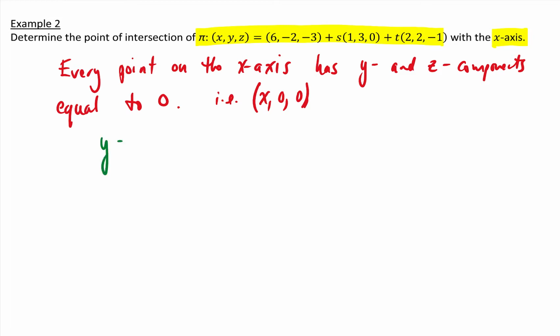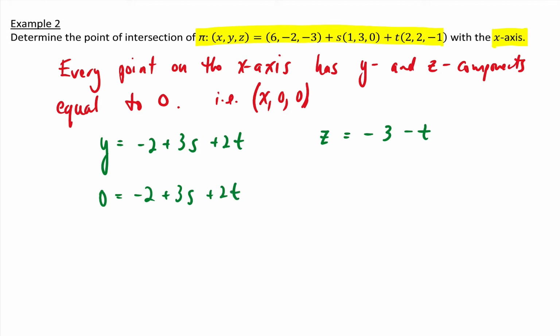So we know that y is equal to -2 plus 3s plus 2t. And we see that z is equal to -3 plus 0s and minus t. So remember that y and z are equal to 0. So I get 0 equals -2 plus 3s plus 2t. And for the z component, we get 0 is equal to -3 plus 0s minus t, which tells us that t is equal to -3.